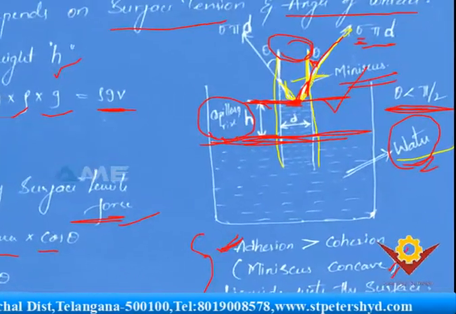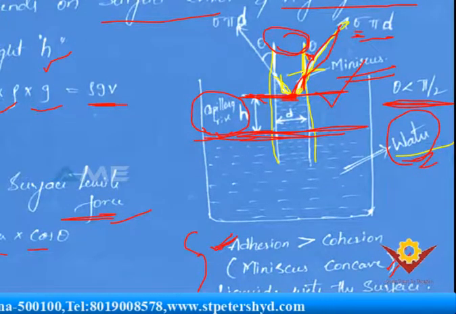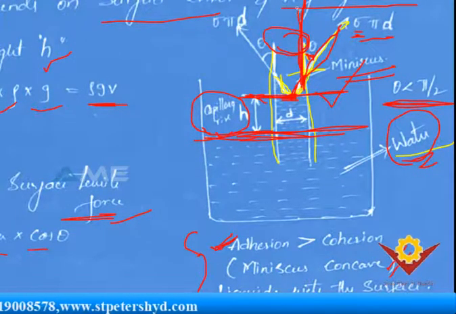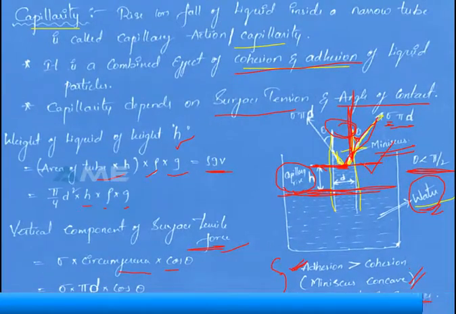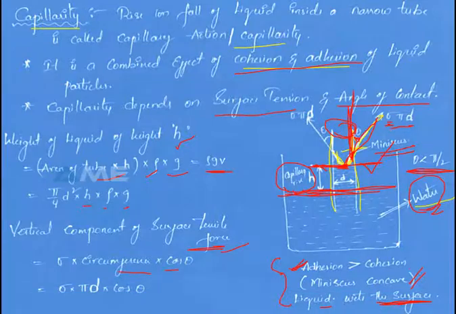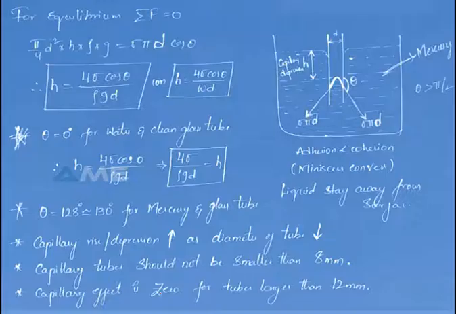See, the angle is taken in this way, but what is the vertical component of this? It is force into cos theta. Here the force into cos theta, and if you substitute that, the force is circumference into surface tension into cos theta. By the equilibrium of forces, here the weight of the liquid equals the vertical component of the forces. If you simplify this, you are going to get the capillary rise as h equals 4 sigma cos theta divided by rho g d.